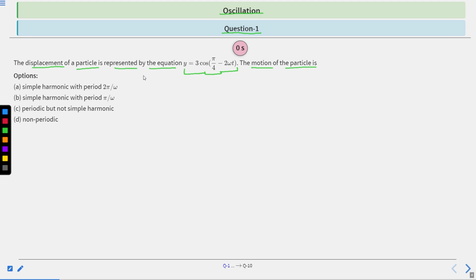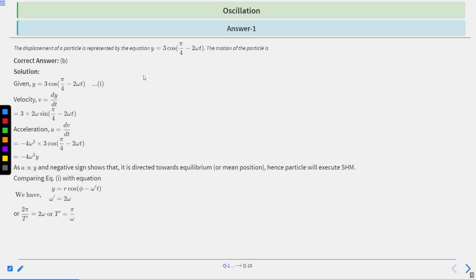Let's find the solution. According to the question, the displacement of a particle is represented by this equation. The equation is y equal to 3 cos(pi by 4 minus 2 omega t). This is equation first, given in the question.